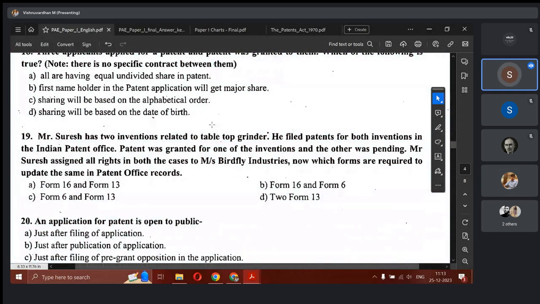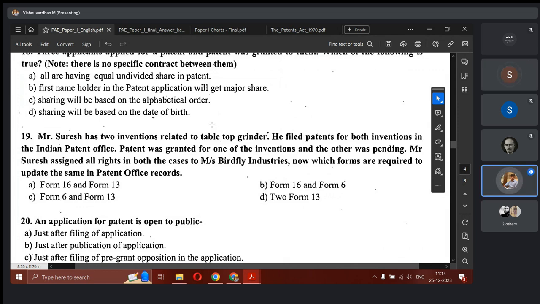See, the patent will change depending upon the number of claims. So how can you still give an equal share actually? No. A patent will have multiple claims.